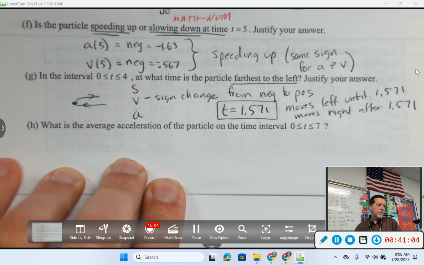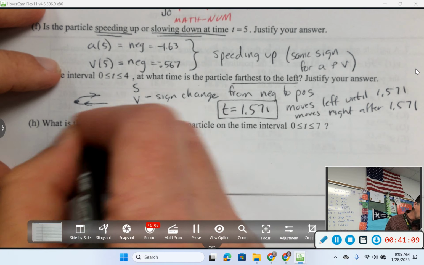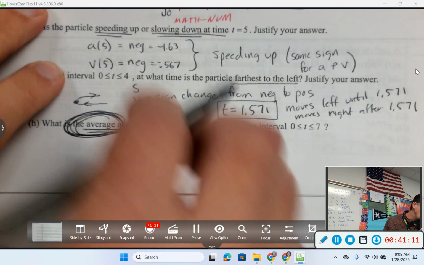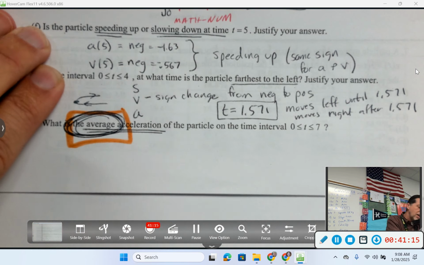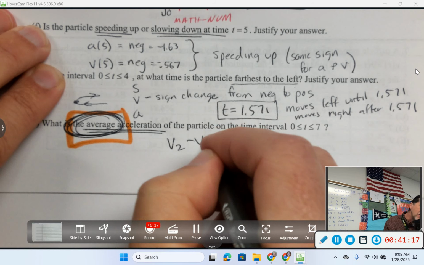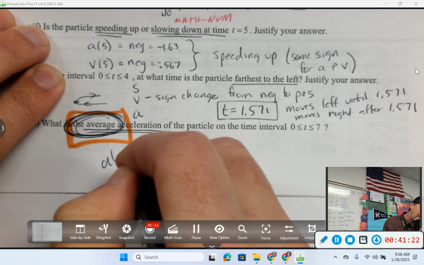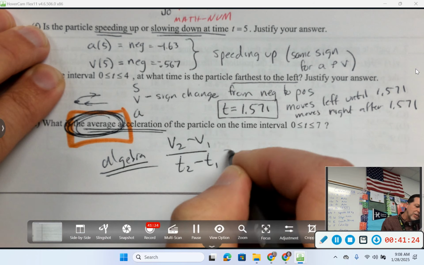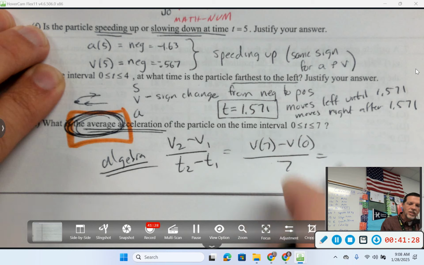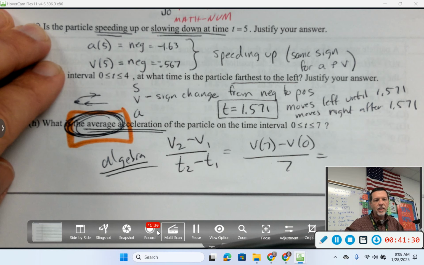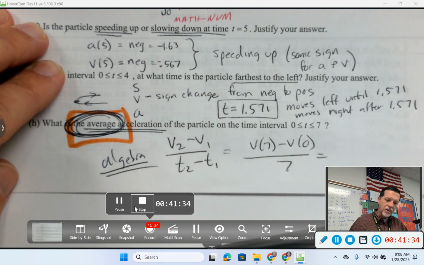Last one, perfectly timed. Average acceleration? How do we find average acceleration? V2 minus V1. Yes, algebra. So that's just V7 minus V0 over 7. Whatever you get for that. I don't know. How about that?